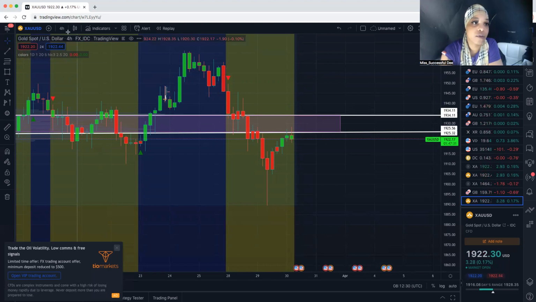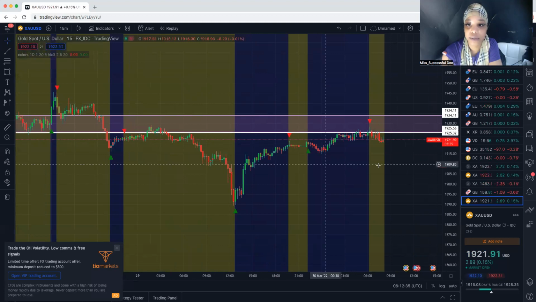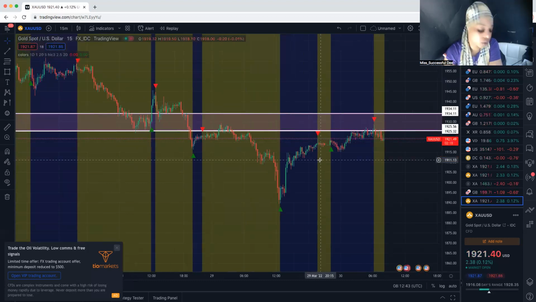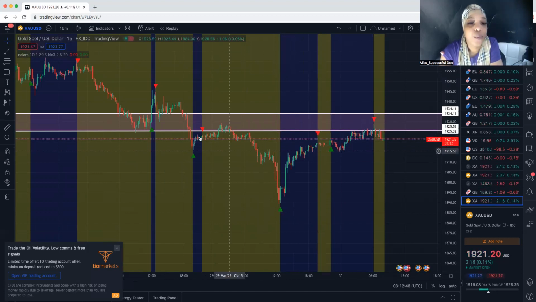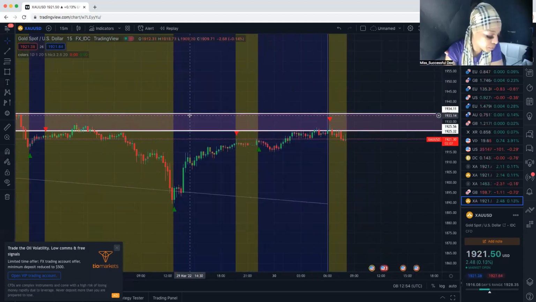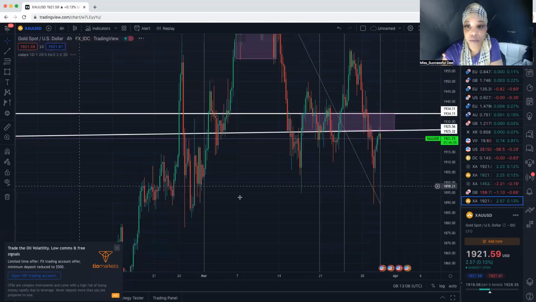So if we drop down to our smaller time frames, you'll be able to see how the market's been moving. And when we look at the smaller time frames, it's basically showing us points of redistribution.